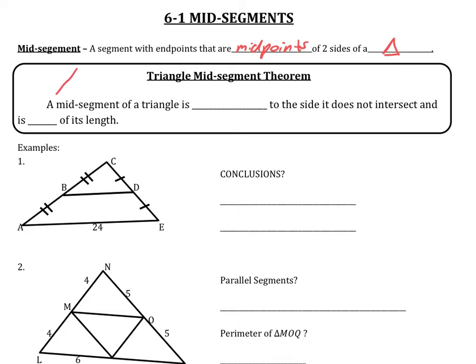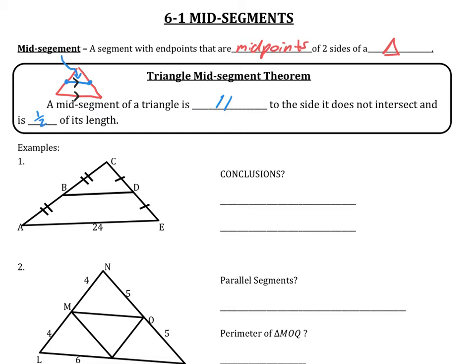I'm just going to doodle one real quick here. If this is a triangle and I take the midpoint of two sides and connect them, that's my midsegment right there. Okay, so we have a couple of useful properties about midsegments. The first is that a midsegment of a triangle is parallel to the side that it does not intersect. If I mark that on this figure, this midsegment and that side it doesn't touch are parallel. And it is exactly half of its length.